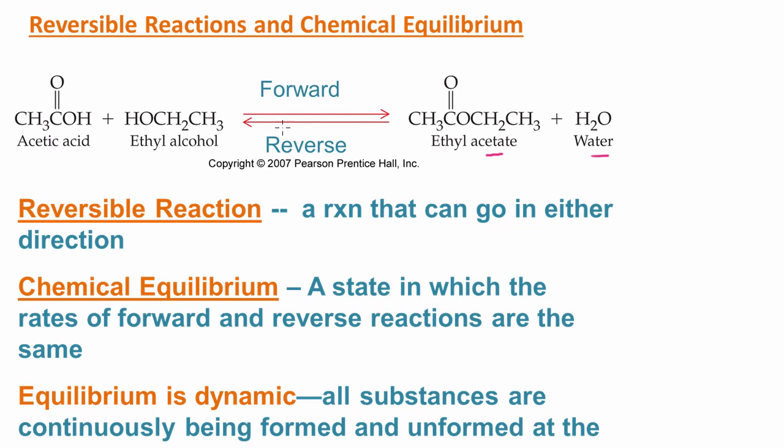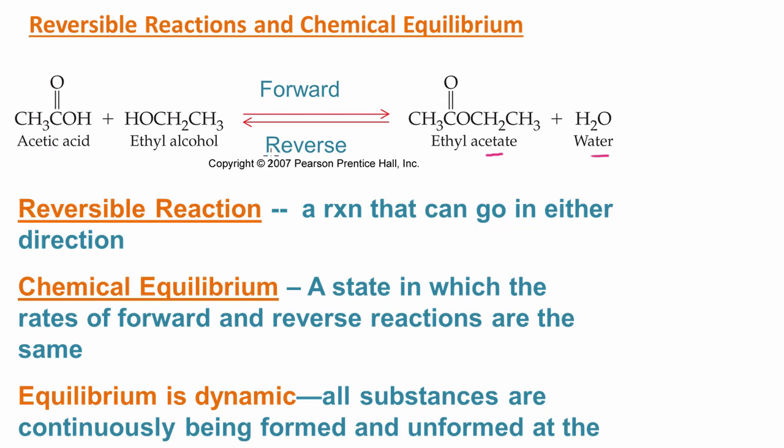Now, notice there's another arrow. This is the reverse reaction. And what will happen is after some time, the ethyl acetate and water will then form ethyl alcohol and acetic acid. So you have this forward reaction producing the ethyl acetate and water, and then the reverse reaction producing the original acetic acid and ethyl alcohol.